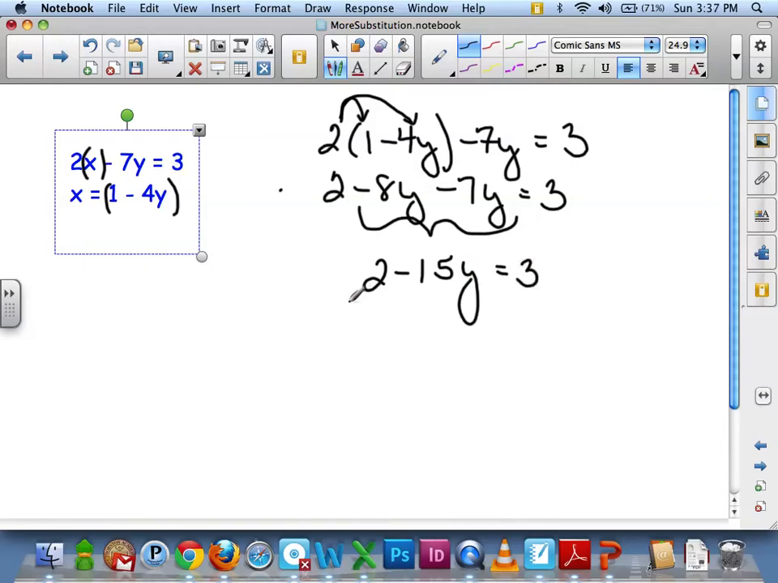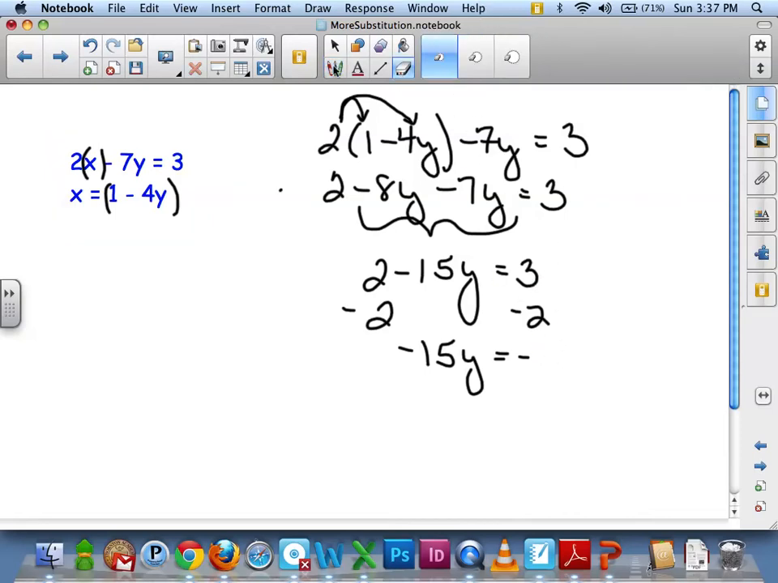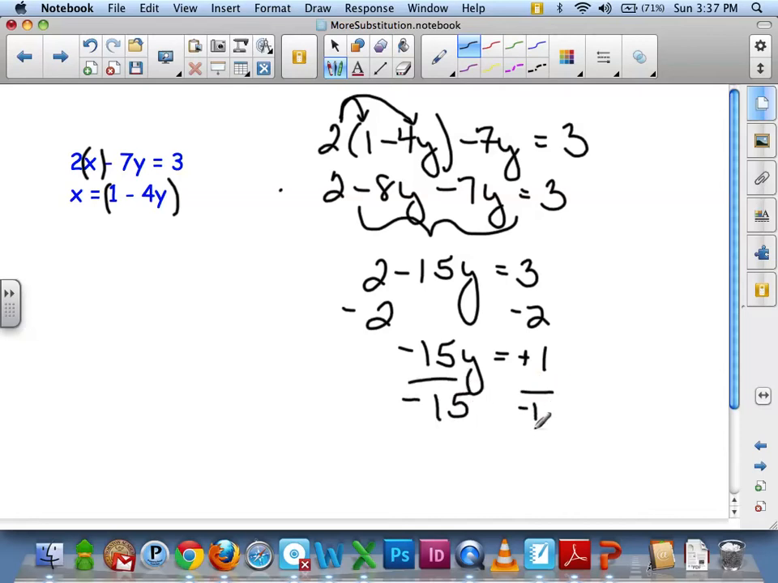equals 3. So my next step is to subtract 2 from each side. So I get negative 15y equals negative, well, this would be negative 1, right? So let me just erase this a little bit. So this is going to be just positive 1. Okay. We're going to go back in here. We're going to divide each side by negative 15. And you get y equals negative 1/15. Right. This probably isn't the cleanest answer that we would want. We like to see whole numbers, but sometimes it's just not going to be whole numbers.